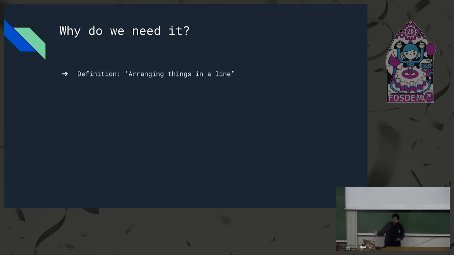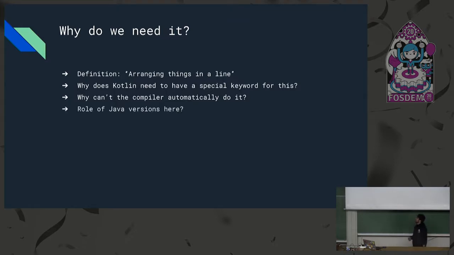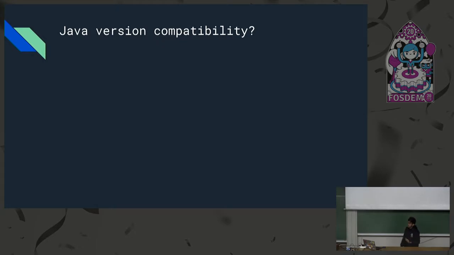So basically, the meaning of inline is placing things or arranging them in a line, or doing things just like in a line. But if it's that simple, then why does Kotlin need a keyword for it? Why can't the compiler automatically do it for you? There are multiple aspects over here. If we drill down into the version of Java that plays underneath, then we can dig deeper into it. So, Java version compatibility.